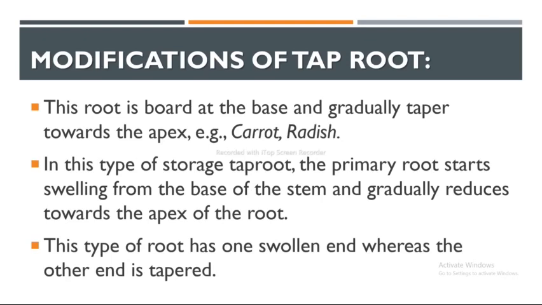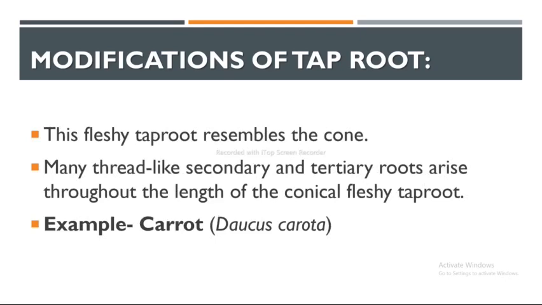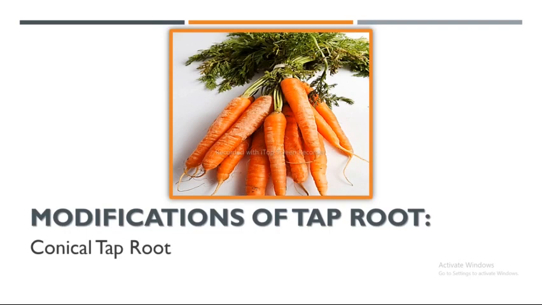In this type of storage taproot, the primary root starts swelling from the base of the stem and gradually reduces towards the apex of the root. This type of root has one swollen end while the other end is tapered. This fleshy taproot resembles the cone, and many thread-like secondary and tertiary roots arise throughout the length of the conical fleshy taproot. So the example is carrot, Daucus carota. Modifications of the taproot. This is the conical taproot as shown in the figure.